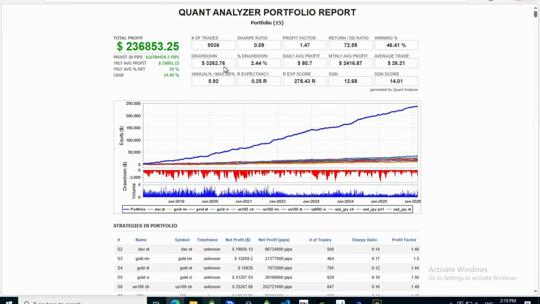So the goal now is to reduce the risk for each single strategy, of course keeping the same return to drawdown ratio, because that's a simple factor: dividing the total net profit by the biggest balance drawdown, in this case this one. So I'm going to reduce the risk by keeping the same return to drawdown ratio. That's my goal now.